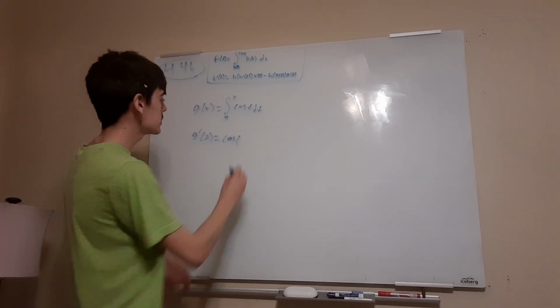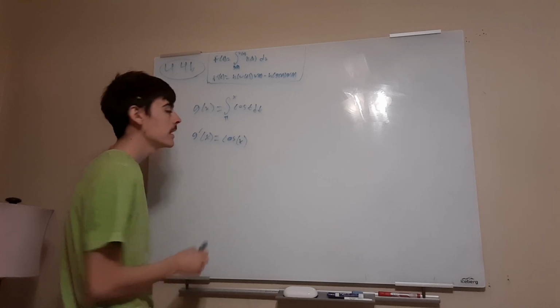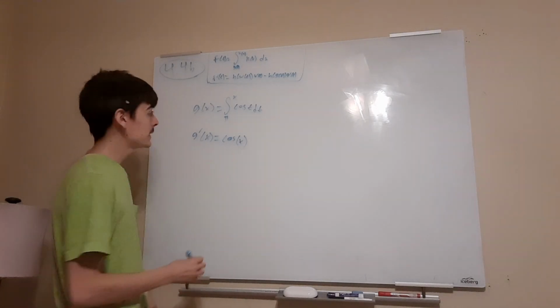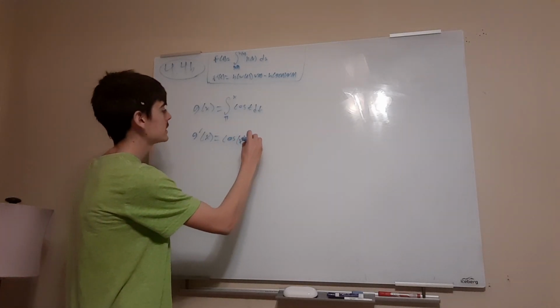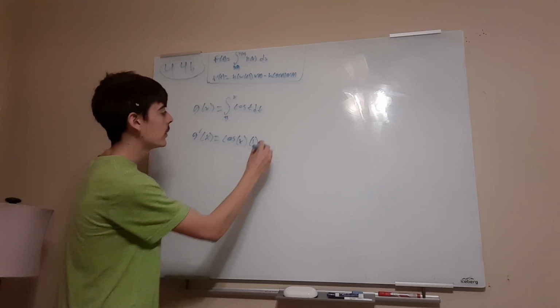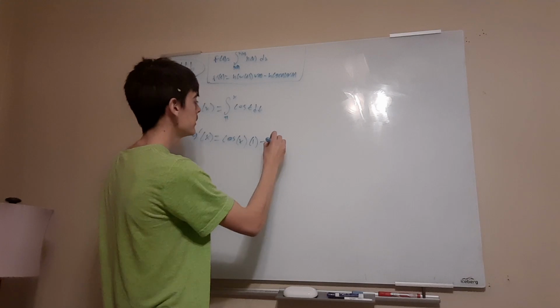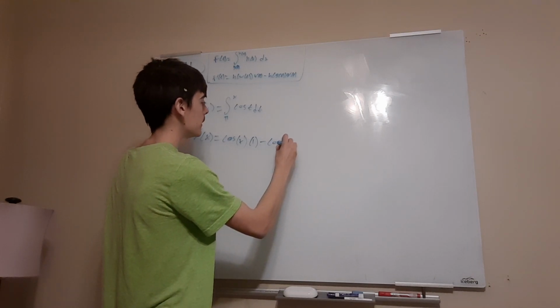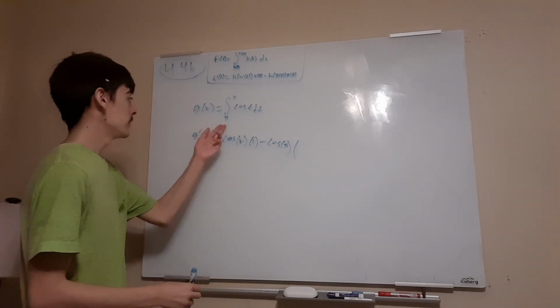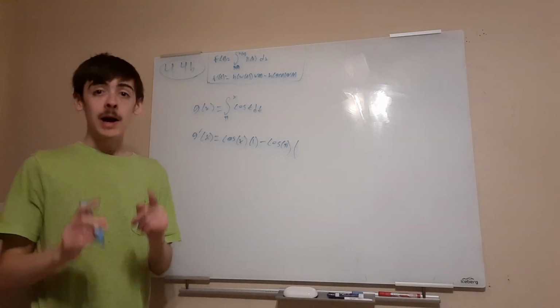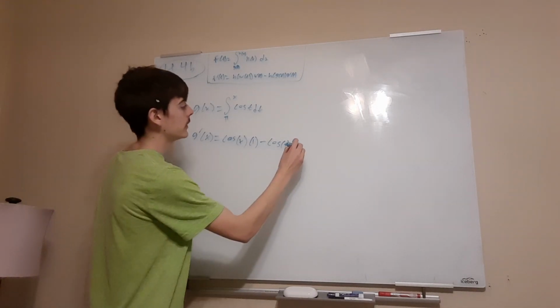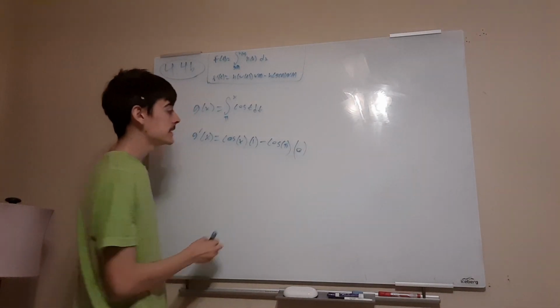So the top bound is x, so we're just going to be left with cosine of x. Then we have to multiply by the derivative of the top bound. So the derivative of x is just 1, so just multiply by 1. Next we have to subtract, plugging in the lower bound, so cosine of pi. And then we have to multiply by the derivative of the lower bound. And remember, pi is just a constant, so the derivative of any constant is going to be 0.